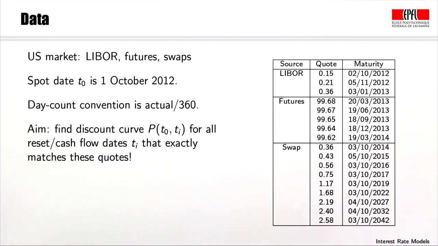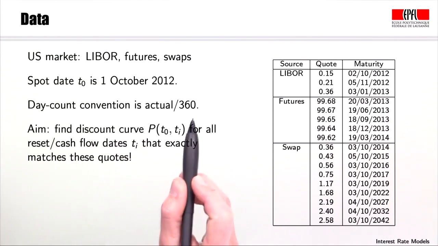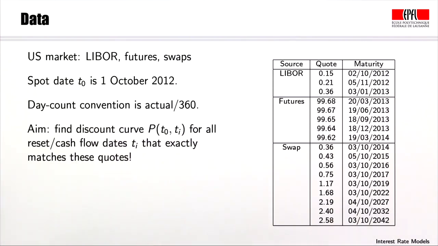We look at the following data from the US market on October 1st, 2012. We are given LIBOR rates, futures rates, and swap rates. The day count convention is actual by 360. The aim is to find the discount curve for all the reset cash flow dates that exactly matches these quotes.